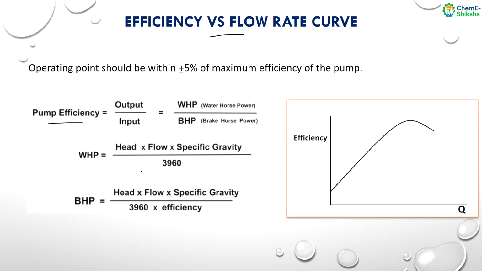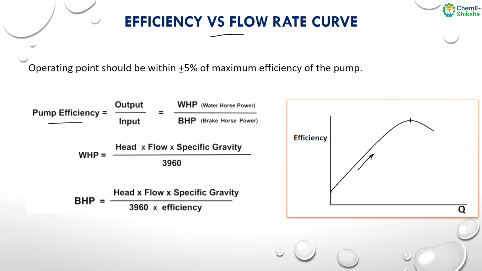Now this is the curve of efficiency versus flow rate. As we increase the flow rate from a minimum of zero flow rate, the efficiency increases, and after a point, this is the maximum efficiency point, if we increase the flow rate, the efficiency decreases.